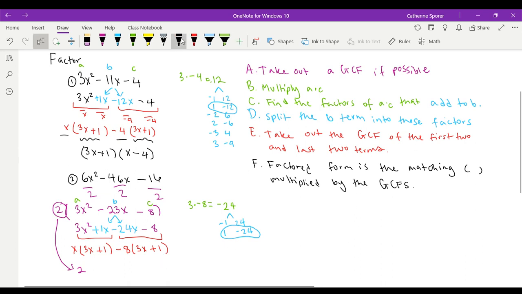So then in our factored form, 3x plus 1 is the shared factor, so that's one of our factors. And then the other factor is the 2 GCFs written together. So x and negative 8, we'd write x minus 8. And now this 2 that was taken out at the beginning, that just goes at the front of the polynomial, and that's the complete factored form.